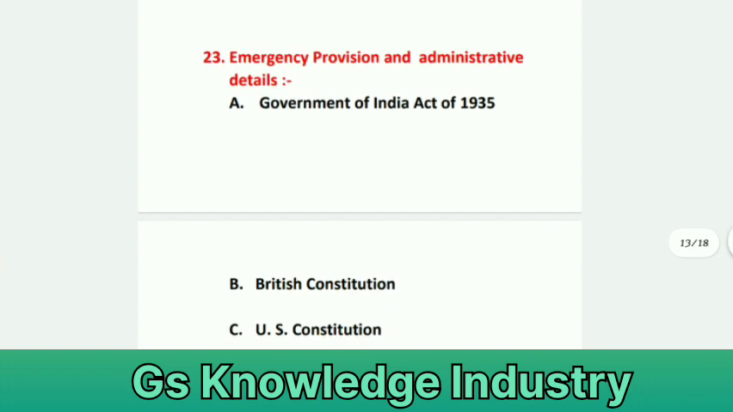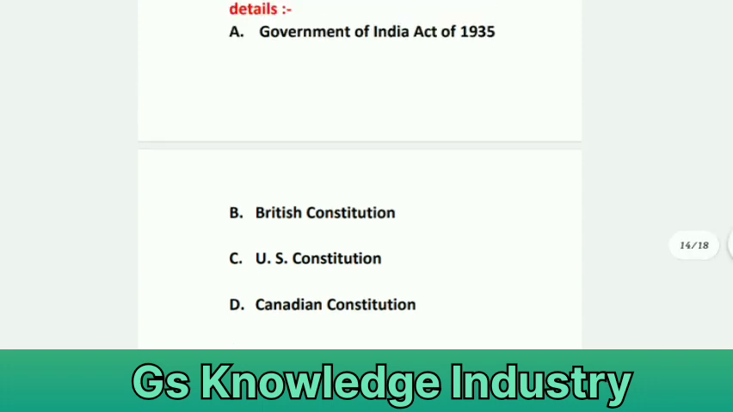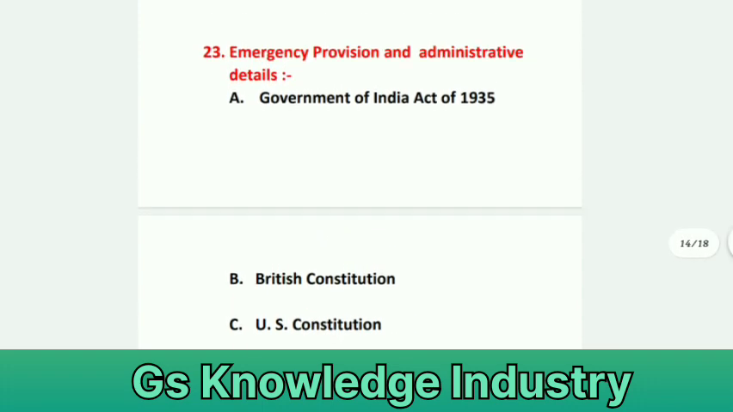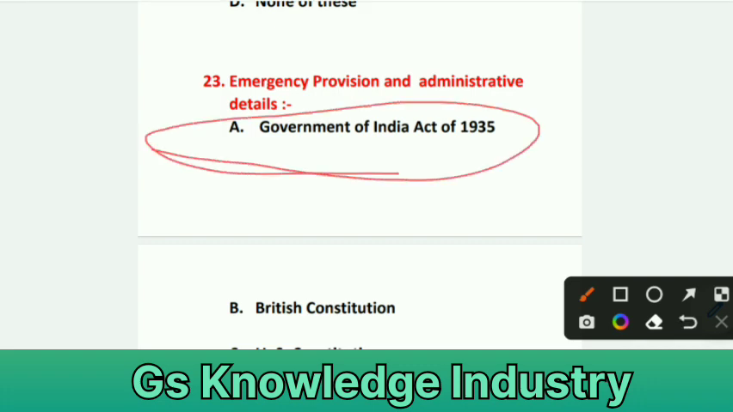23 number question. Emergency provision and administrative details. This system has been came from option A. Government of India Act of 1935. B. British Constitution. Option C. US Constitution. Option D. Canadian Constitution. The correct answer is option A. Government of India Act of 1935.